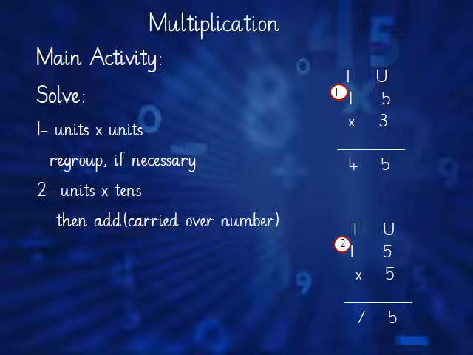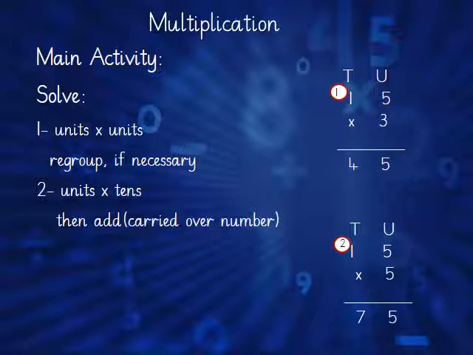Units into units. 3 multiplied by 5, we get 15. And unit of 15, that is 5, will come at unit place within the answer. And tens of 15, that is 1, will be carried over at tens place. That has been encircled over here. You can see that's very obvious.